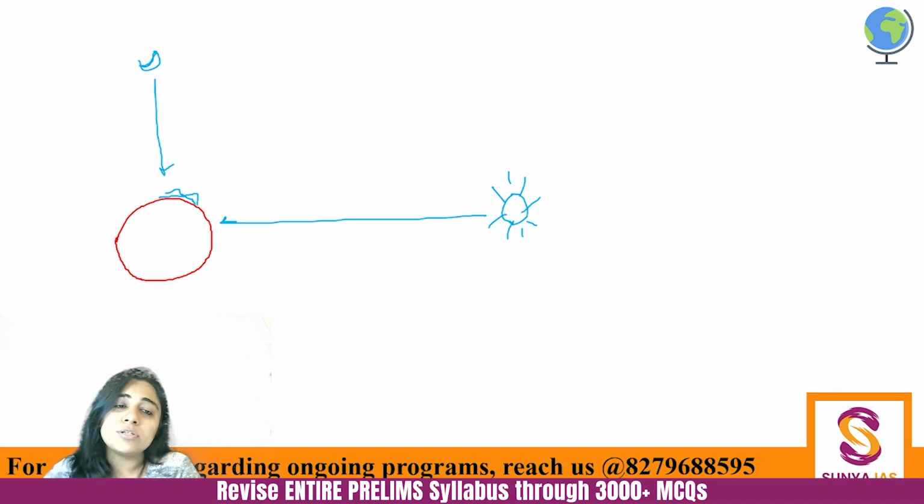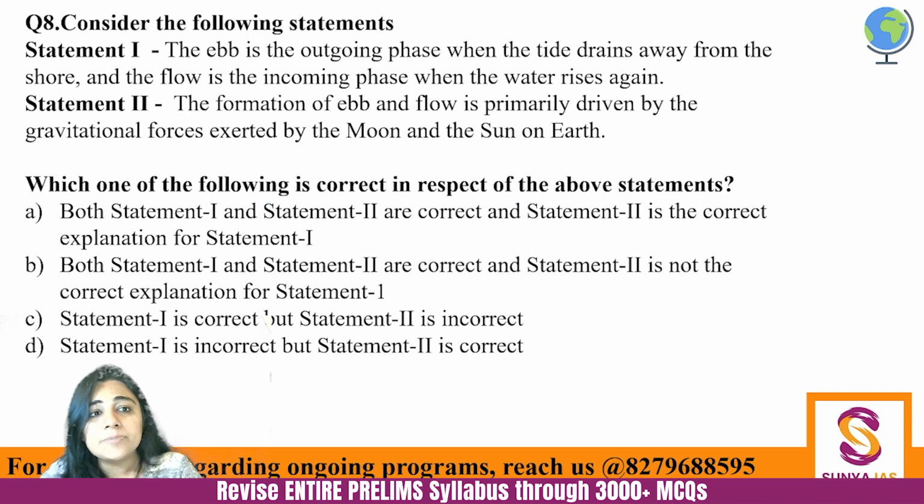Tides are happening because of the gravitational pull of the sun and the moon, and also the centrifugal force of the earth, because the earth is constantly rotating. I have already told you before that when it is rotating, it is pushing everything outside. So that's why the centrifugal force of the earth and the gravitational force of the sun and the moon cause ebb and flow. Ebb is basically the outgoing phase when the tide drains away from the shore, and flow is the incoming phase when the water rises again.